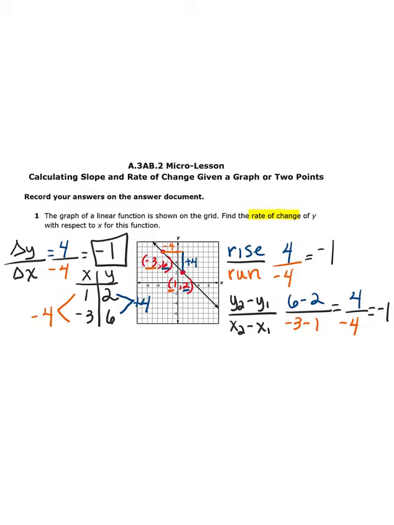So I've shown you 3 different ways that you can find rate of change from a graph. The first way, you can make a table. The second way, you can draw on the graph and find rise over run. And the third way, use the slope formula.